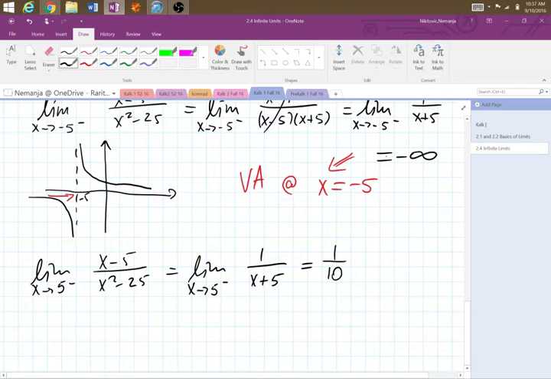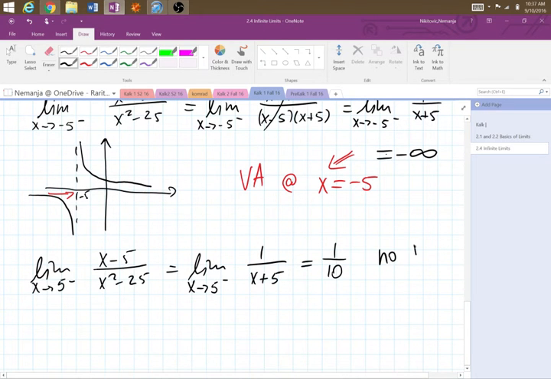No. By our definition for vertical asymptotes, is there a vertical asymptote at 5? No, right? It's not infinity. So since it's not infinity, no VA at x equals 5, because no infinity. There we go. And you sort that out in your notes any way you want.